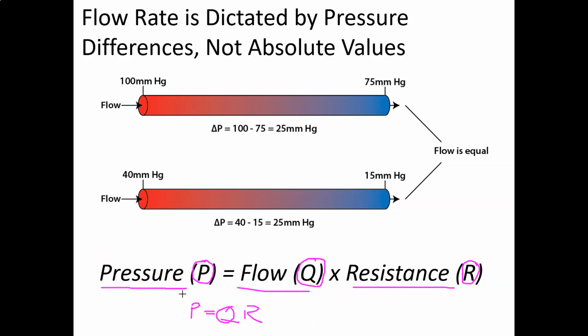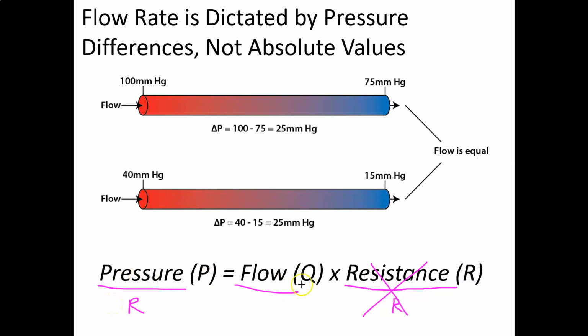In addition, mathematically, you're going to have to be able to manipulate this equation. So if we wanted to look at flow, we would divide both sides by resistance. So let's erase this. If I want to get flow, I can divide both sides by resistance. So this is R and this is R, and because R over R equals 1, we can get rid of that. And so flow equals pressure over resistance is the way to do it.